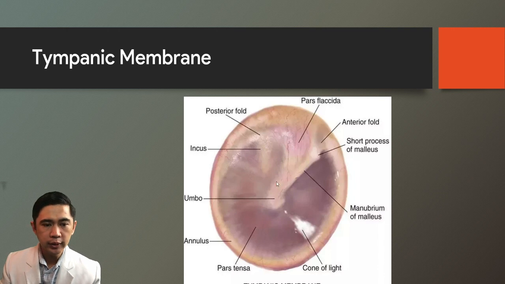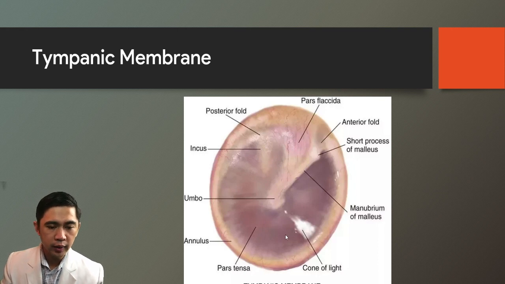In this slide, we will see the eardrum as seen through the otoscope. Surrounding the eardrum is a fibrous tissue called the annulus, and the eardrum is composed of two parts. We have the pars flaccida, which is superior, and pars tensa, which is a little bit inferior to the pars flaccida. The pars tensa makes up the majority of the eardrum.